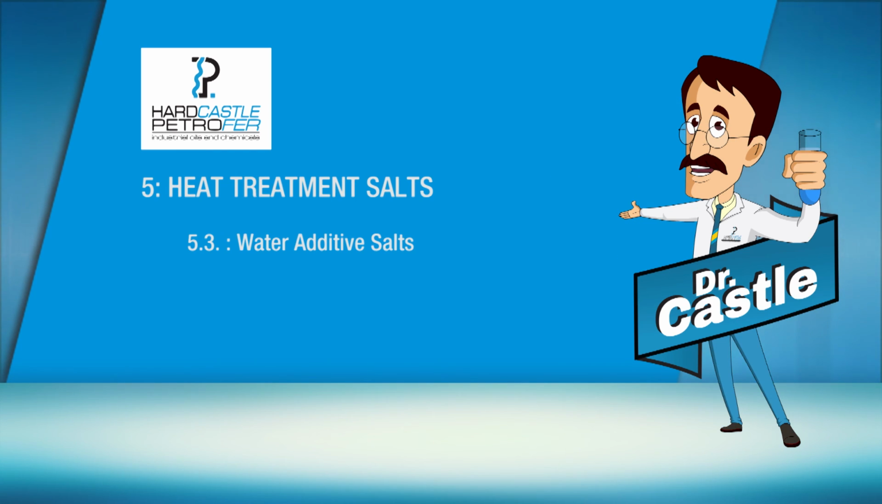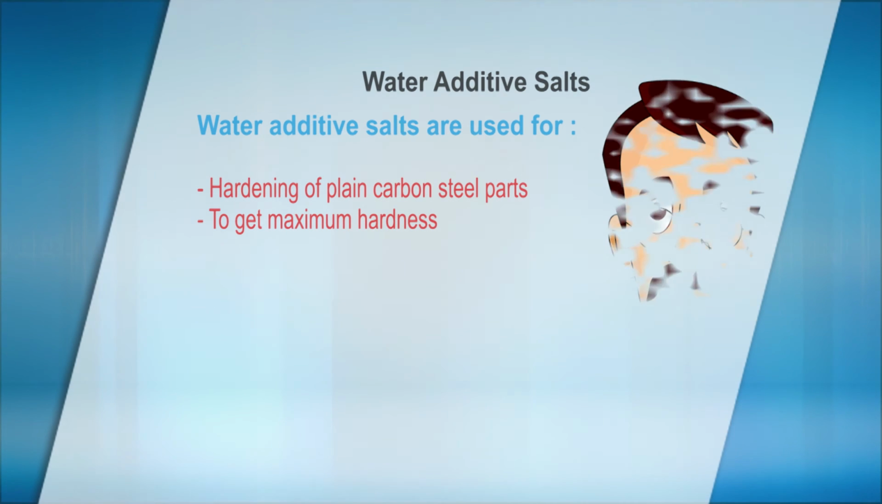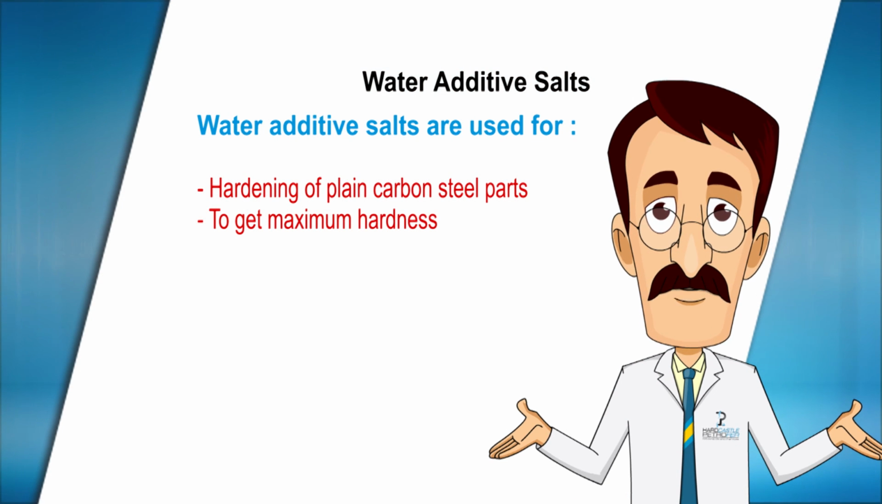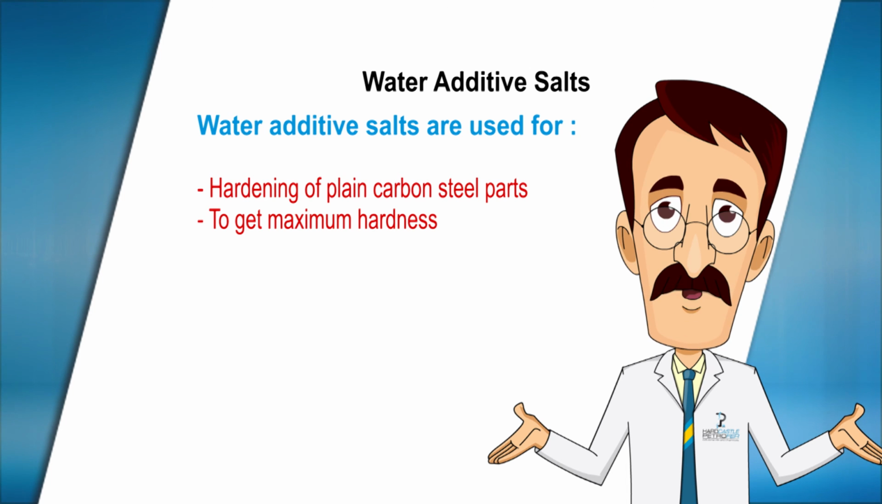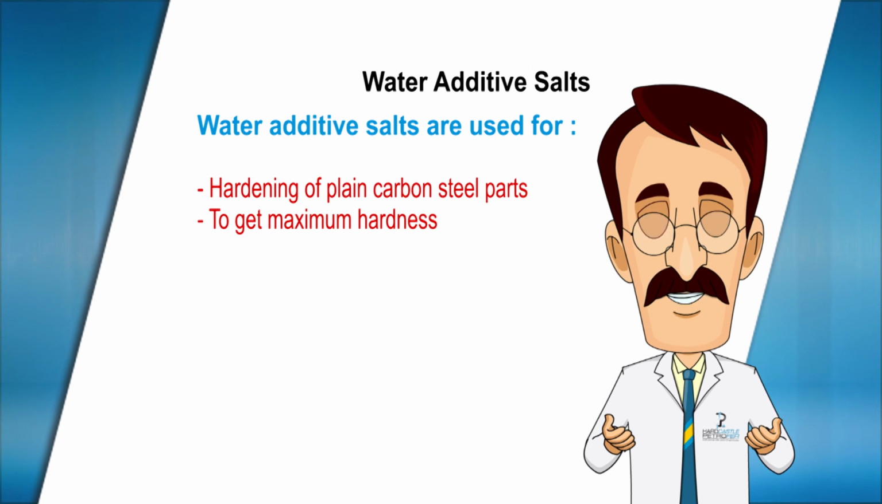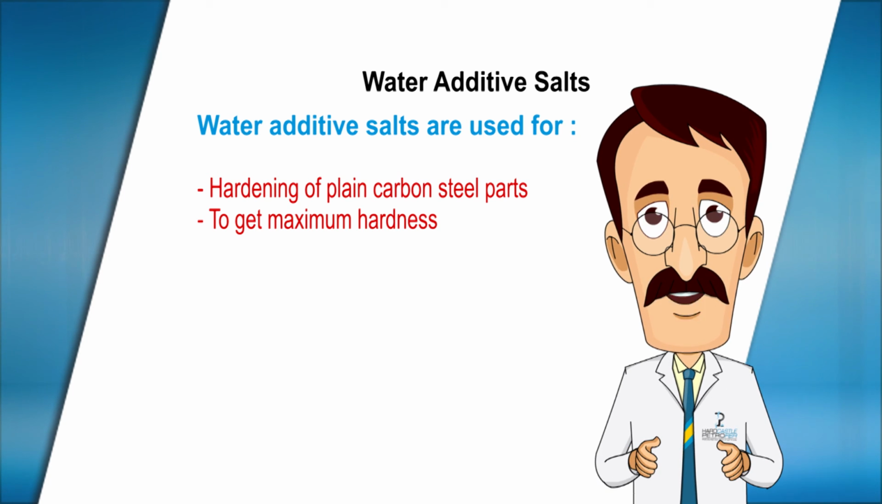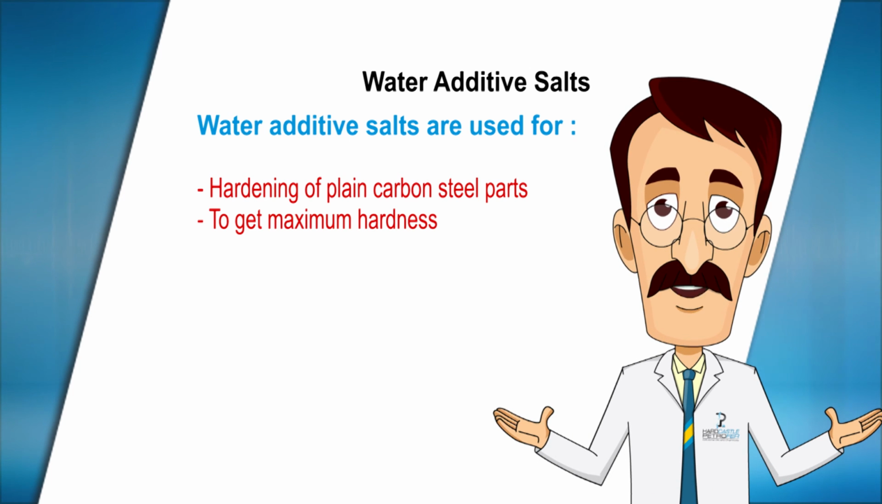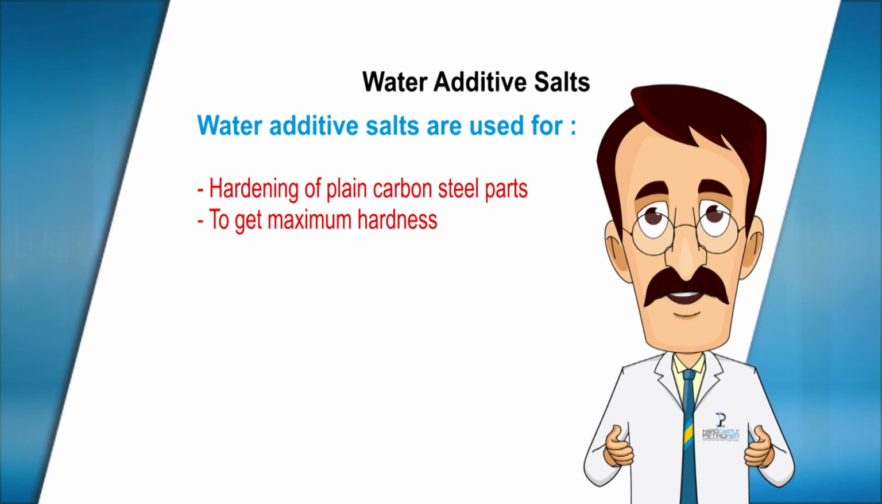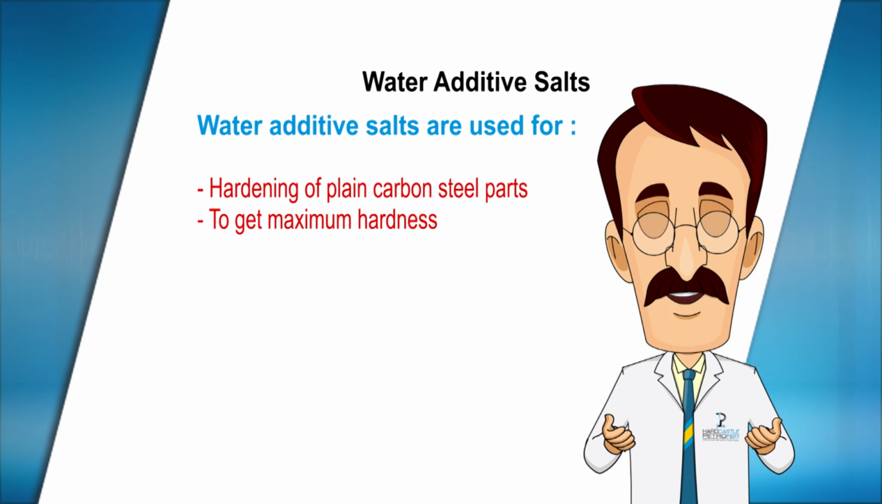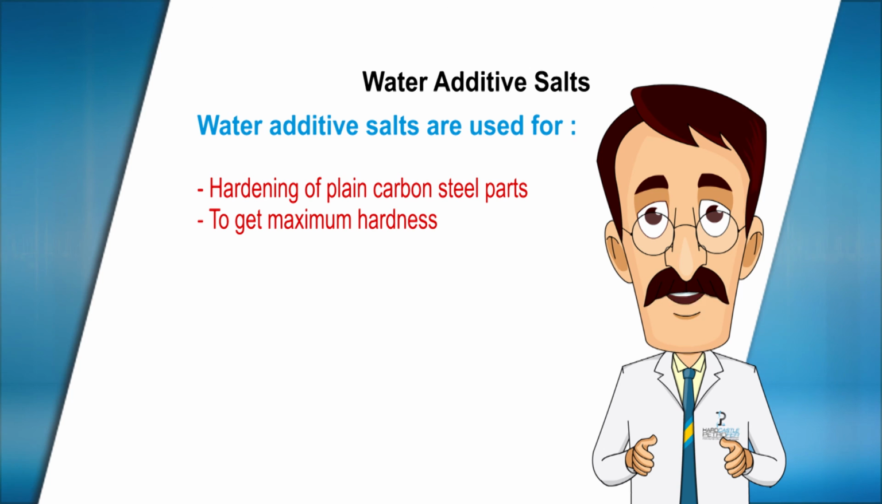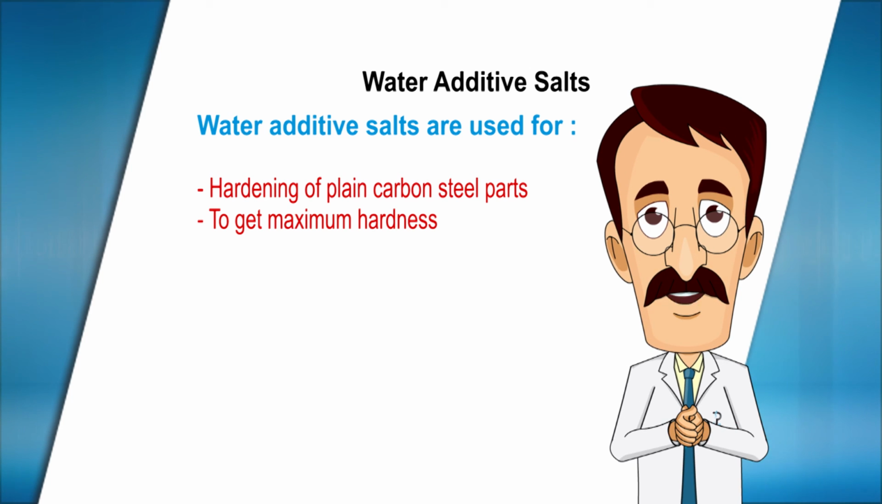We will now discuss the last subtopic, water additive salts. These are normally mixed with water to increase the quench severity. Water additive salts are used for hardening of plain carbon or free machinable carbon steels to attain maximum hardness. Water and salt combinations have unique ability to shorten the vapor blanket phase. Consequently, they can be used at temperatures of about 50 degrees Celsius, whereas the quenching action of plain water decreases significantly above temperatures of 20 degrees Celsius.